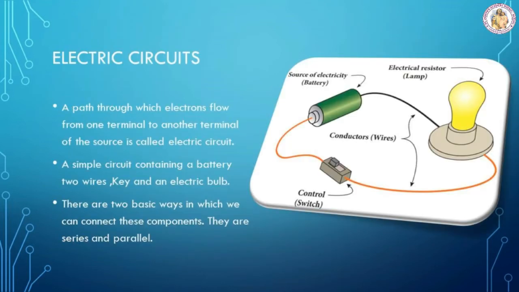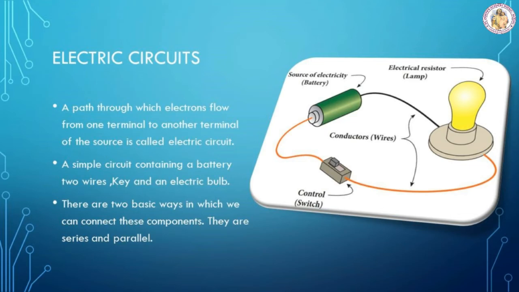Electric circuits. We saw that when two oppositely charged spheres are connected by a metal wire, electrons flow from the sphere which is at lower potential to the sphere at higher potential. Similarly, if two terminals of a battery which are at different potential are connected by a metallic wire, electrons will flow from negative terminal to positive terminal. The path through which electrons flow from one terminal to another terminal of the source is called electric circuit.